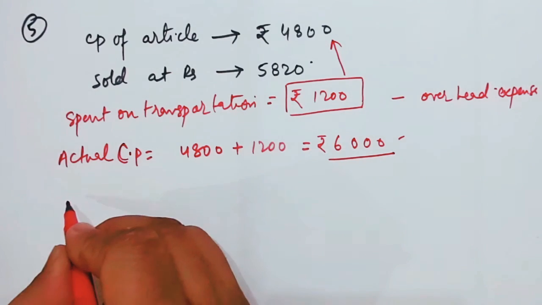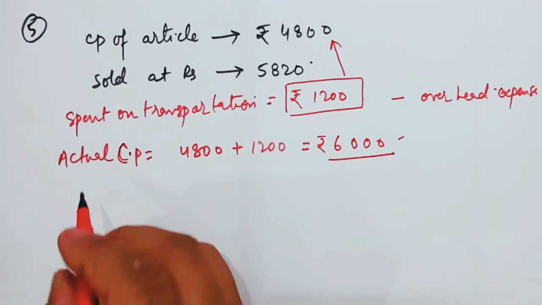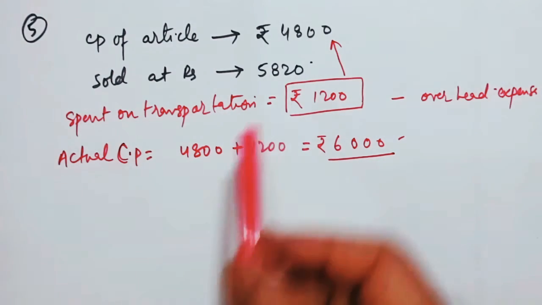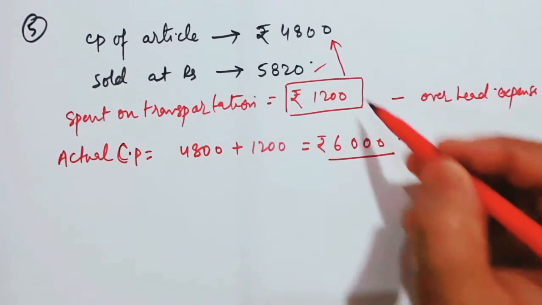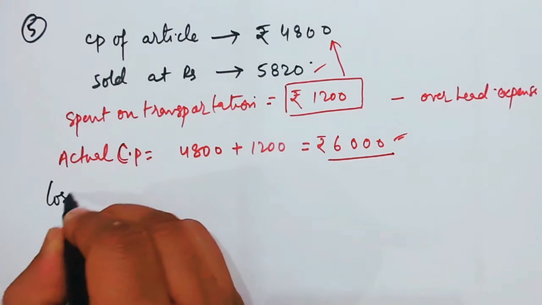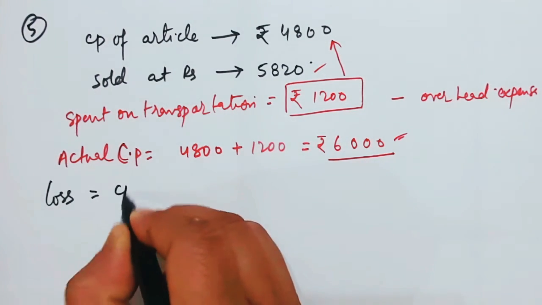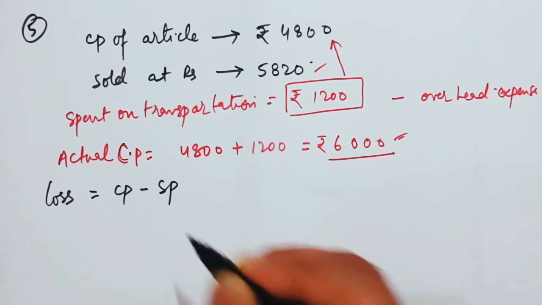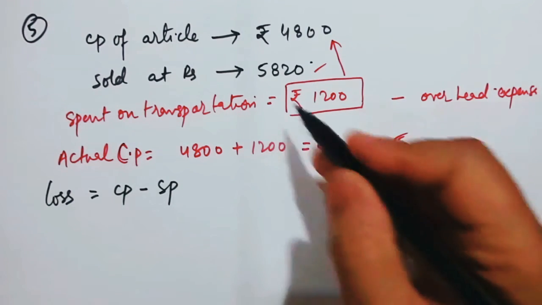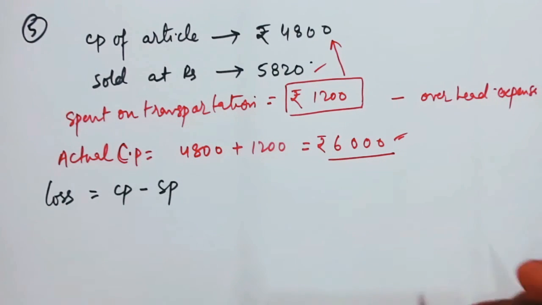So how much will he gain? Why will he gain? He will lose. See, the selling price is less than the cost price. So loss is CP minus SP. Whenever you incur a loss, the cost price will be more than the selling price. So let us subtract. How much will you get?